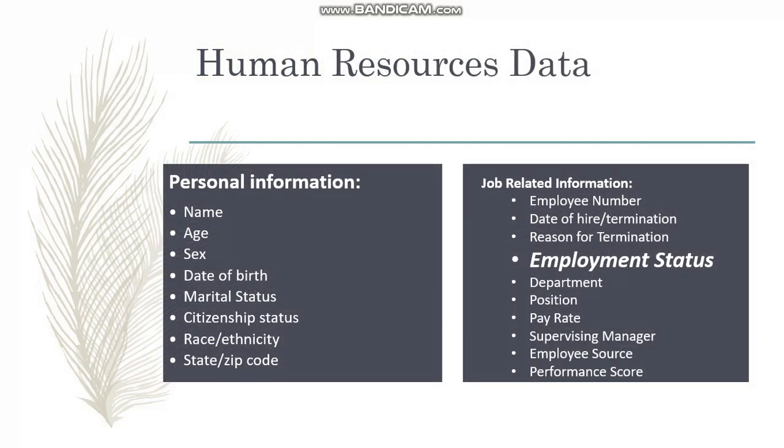The dataset itself can be broken into two major categories. The first is personal information, which contains name, age, date of birth, sex, marital status, citizenship, race and ethnicity, and the state and zip code in which the employee lives. The second category is more focused around employment-related data such as employee number, date of hire, date of termination, employment status, department, position, pay rate, supervising manager, employee source, and performance score. This is plenty of information to be able to create a machine learning model, and the feature that I'm going to be trying to classify is the employment status of each employee.